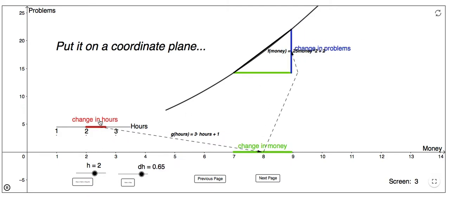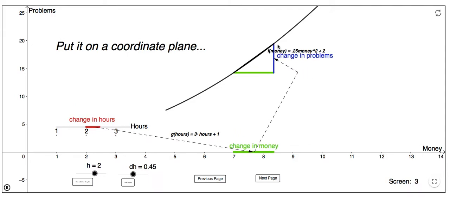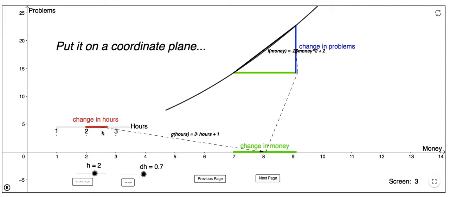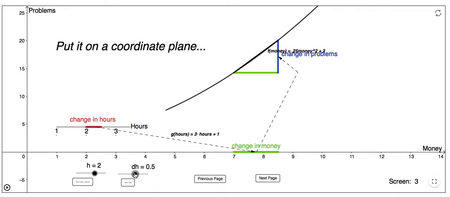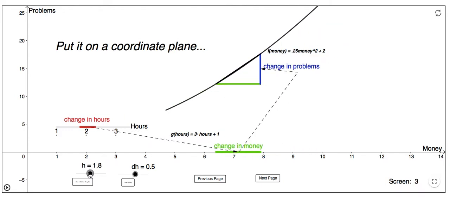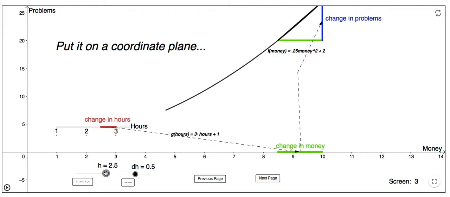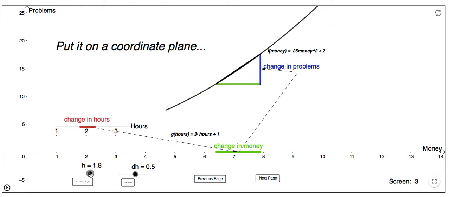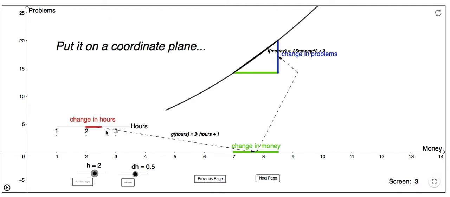Okay, so we can take a look at the rate of change as well. We change the hours, and we can see the amount of change in problems. The rate that this is changing is affecting this rate, which is also affecting this rate. We can freeze that dh and change the number of hours, and this stays proportionally the same just because of the way that function is. But you can see that the change in problems changes depending on how we're changing the hours here.